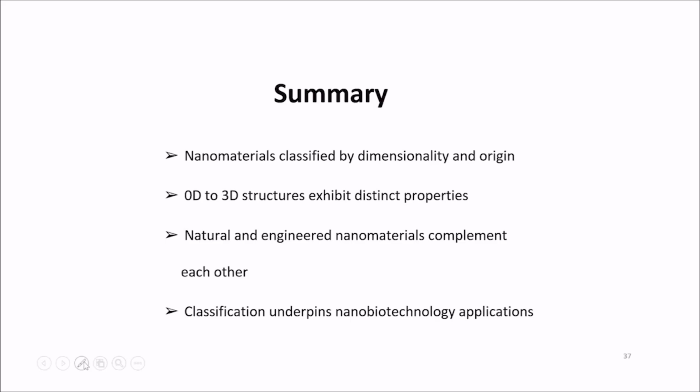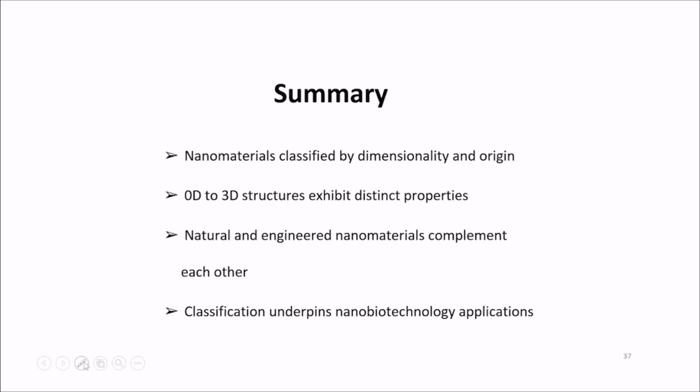So, what does understanding the classification process help us in? This understanding of the classification is going to help us predict their properties, select appropriate materials for applications, and design advanced systems in medicine, electronics, energy and environmental engineering. So, all this will come when we understand the classification process properly. So, you see how important this whole classification thing is. So, understanding this classification is going to help us predict the properties of these nanomaterials. Second, to select appropriate materials for various applications.